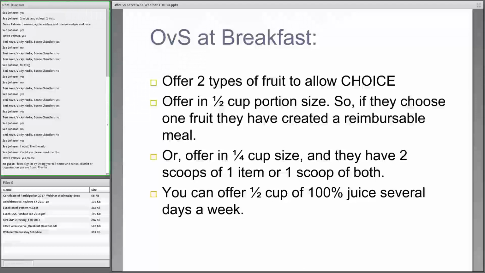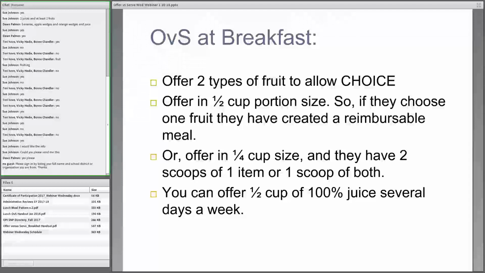You're offering at least 2 types of fruit to allow choice. You can offer your fruit in at least half-cup portion size, so if they just choose one of those fruits, then they've automatically created a reimbursable meal. Or if you do offer a fruit in a smaller portion size, just know that they would have to take 2 scoops of the one to get half of a cup, or 1 little scoop of both.